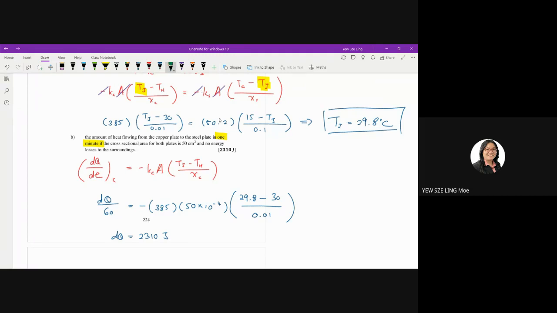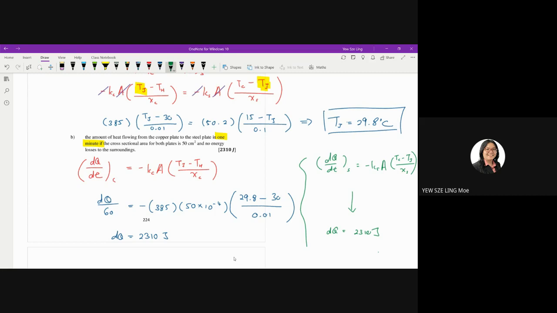Now, of course, you can also use dQ over dt for steel to solve it. Same method: you just use negative k_s A (T_cold minus T_joint) divided by x_steel. So you can try it and eventually you will obtain the same dQ, 2310 joules. So basically it's the same.